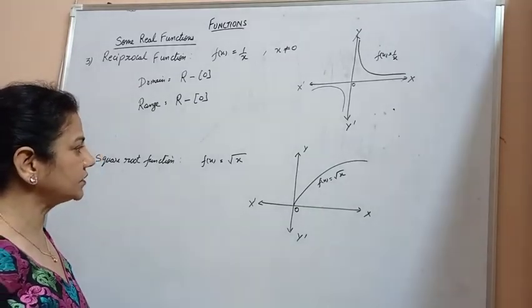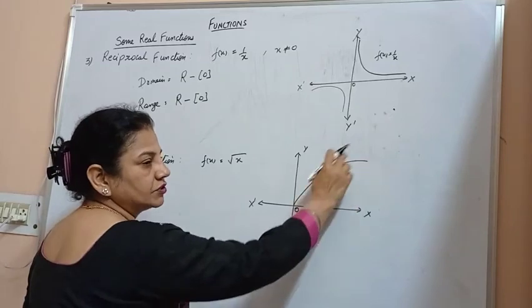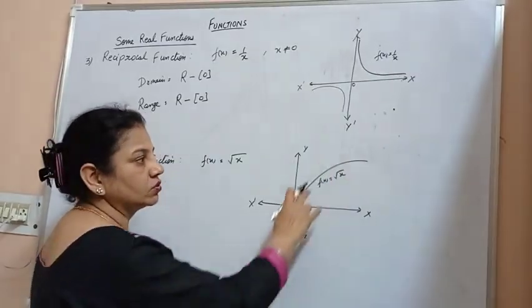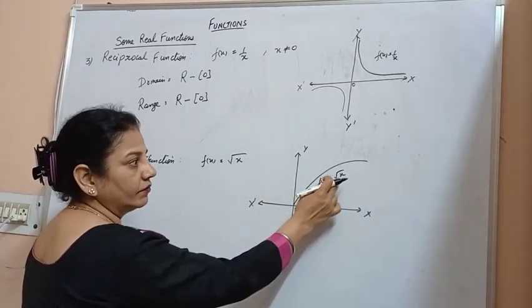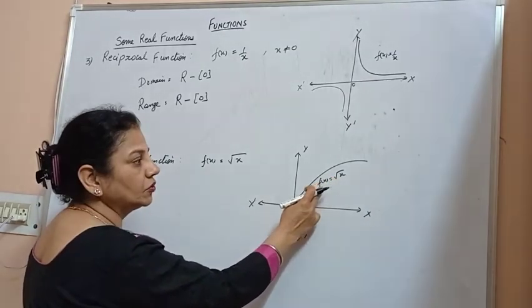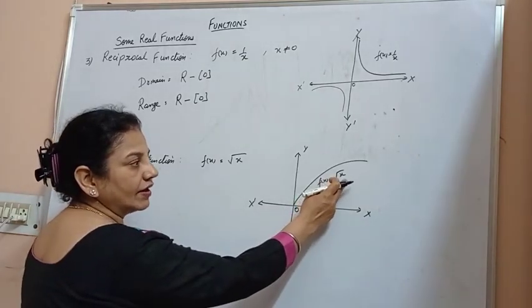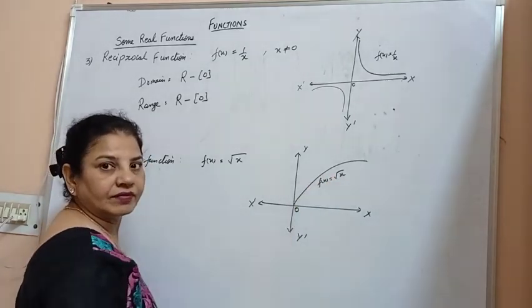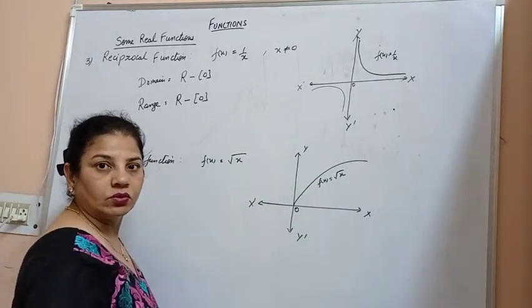The graph of this function is given as a curve which goes to infinity. It goes on and on. We give the value x as 0; corresponding, we get the value of f(x) as 0. The value of x as 1, corresponding, the value of f(x) is also 1. For x as 2, the value of f(x) is square root 2.